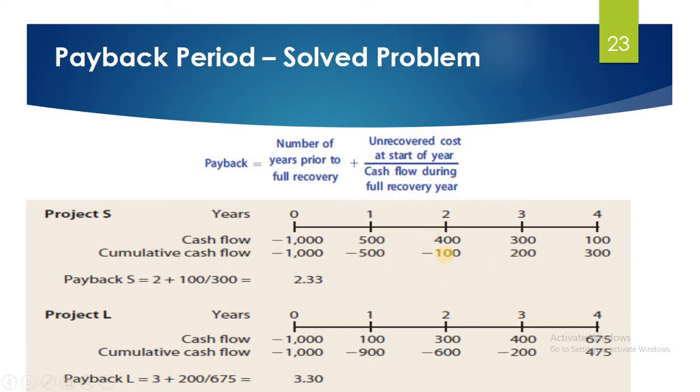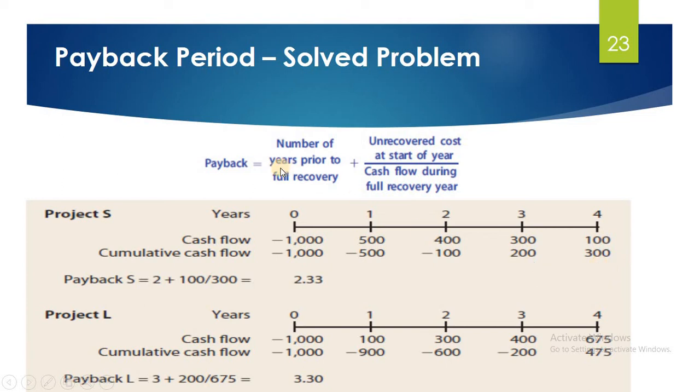Similarly, cumulative cash flow for year 2 is minus 100. So that's plus 400 minus 500, so minus 100. Then cumulative cash flow for year 3 is 200. That is the cash flow of year 3, which is 300 minus 100. That's positive 200. Then cumulative cash flow for year 4 is 300. So that's 200 plus 100, that's 300.